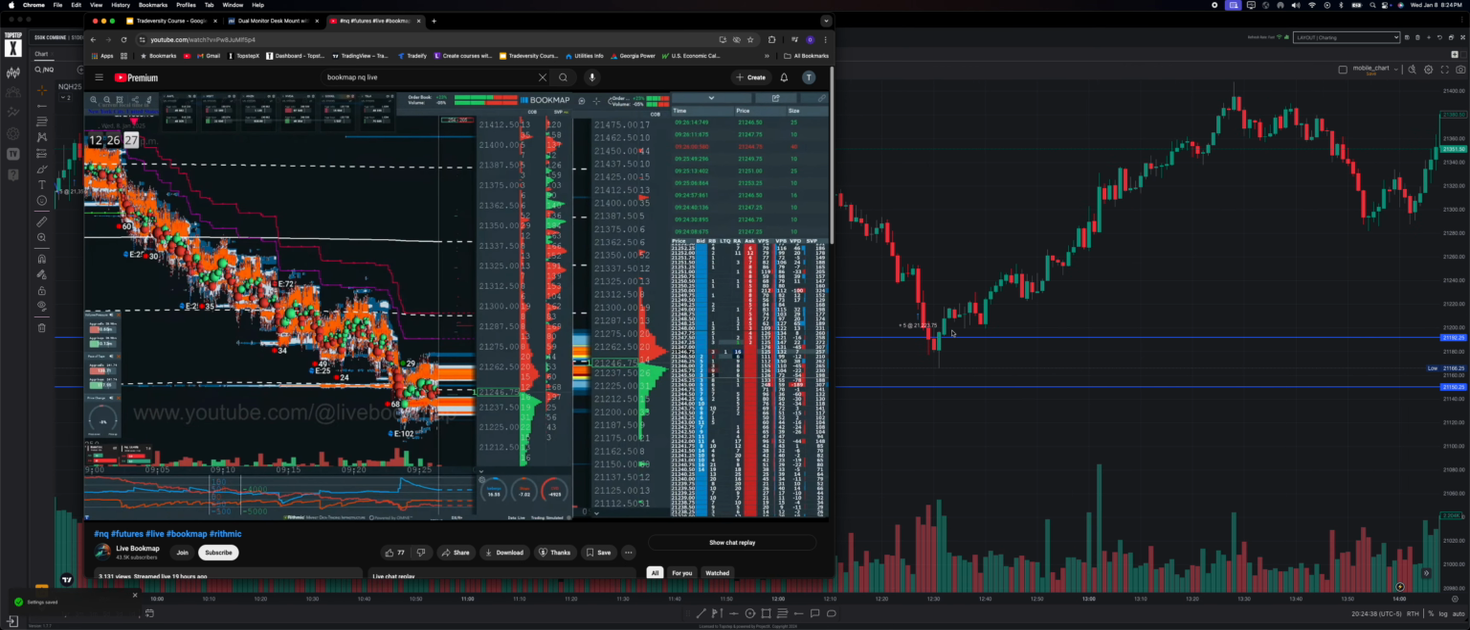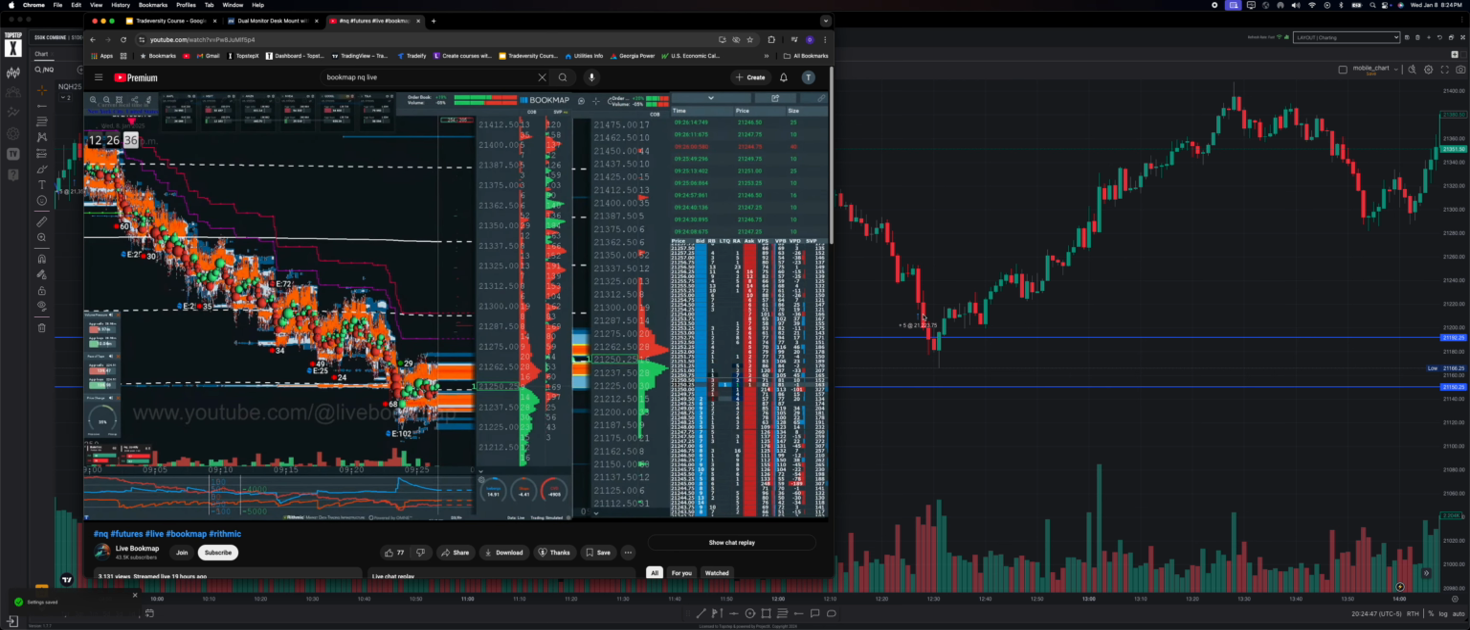Now, if we just look here, 12:26, 30 seconds, the market is consolidating. This is about this candle here. Still coming down. Let's just speed this up a little bit.